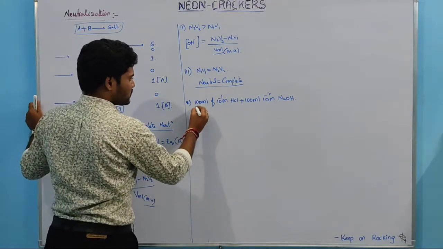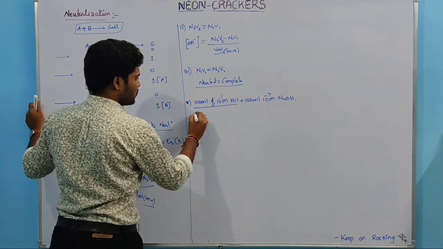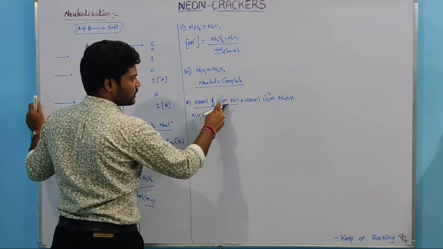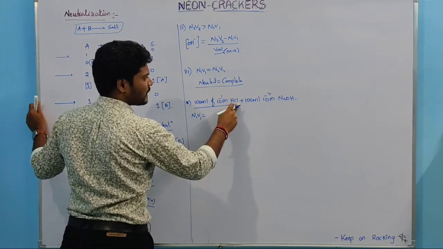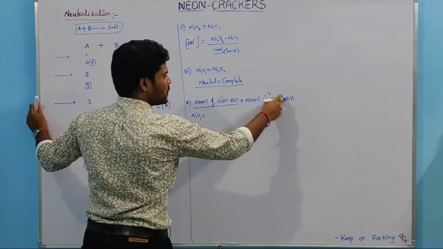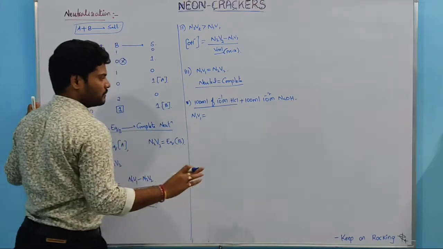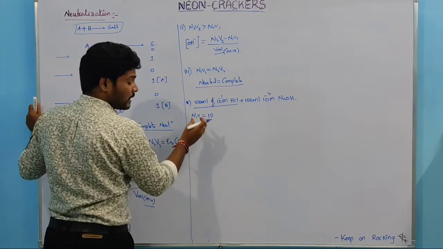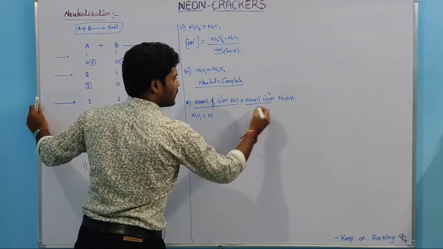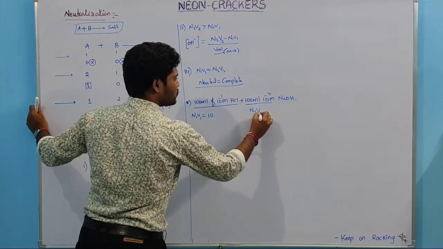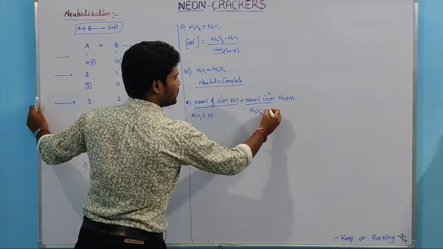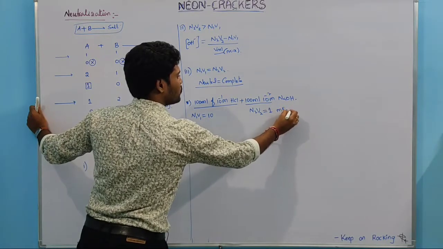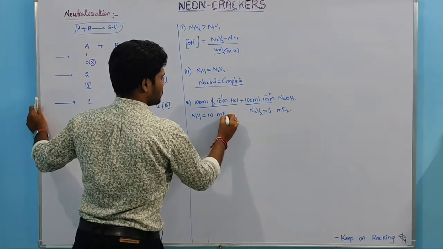Let's see. First find out N1V1. Actually we have to find the normality, of course, due to having n factor 1 for acid and n factor 1 for base. So here molarity and normality both are the same. So N into V, now how much here? 10. These are 10 milliequimoles. Now here N2V2 is what? Here it is 1. Milliequimoles. Here also this is milliequimoles.